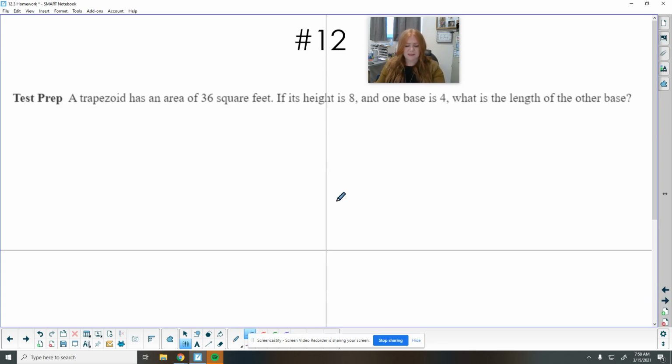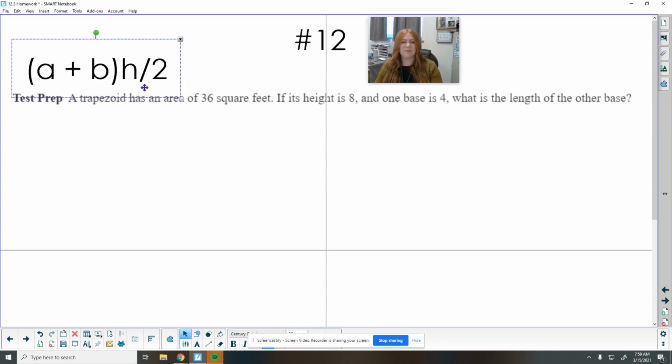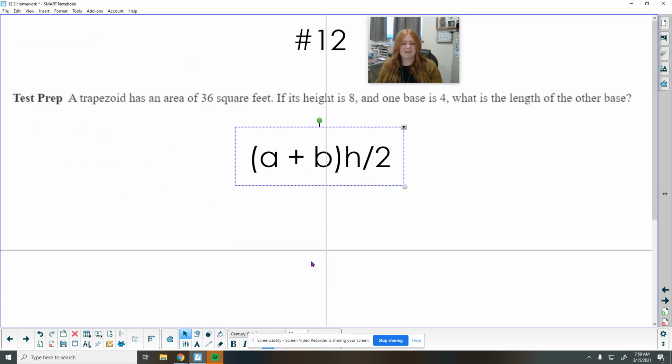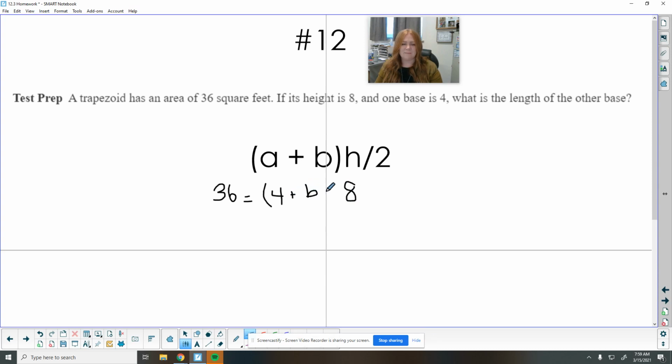Number 12 tells us that a trapezoid has an area of 36. So it sounds like a working backwards one. The total area is 36 square feet. The height is 8. One of the bases is 4. It won't matter which one you plug it in for. And we still need to divide by 2 to get it back to a trapezoid. What is the length of the other base?